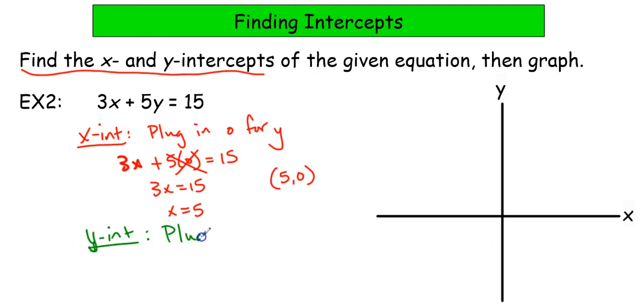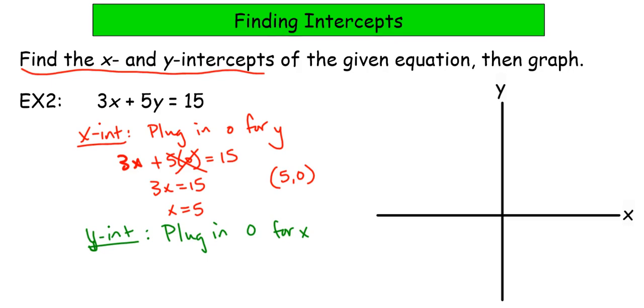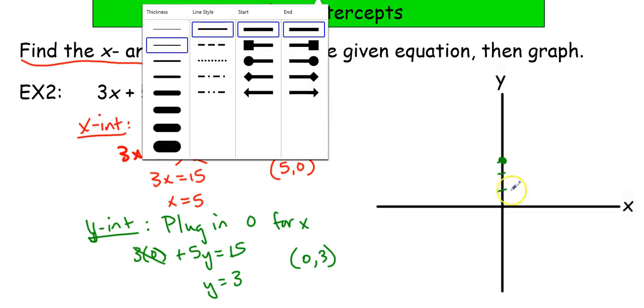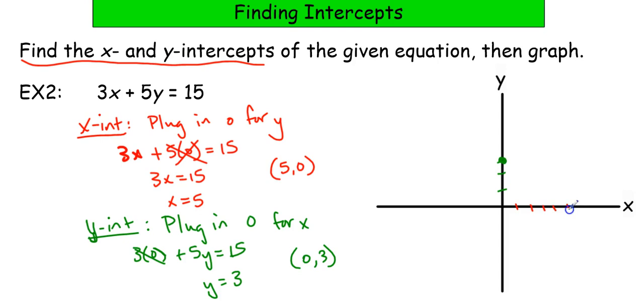The y-intercept, I'm going to plug in 0 for x, because I know it's not going to go anywhere up and down. So when I plug in 0 for x, I'm going to be left with 3 times 0 plus 5y equals 15. This is gone because 3 times 0 is 0, and then divide by 5 and divide by 5, and my y is equal to 3. So I've got 0, comma 3 as my y-intercept. So 0, 3 looks something like this. There's 0, 3. 5, 0, my x-intercept. 1, 2, 3, 4, 5. Looks something like that. So I've got my line plotted.